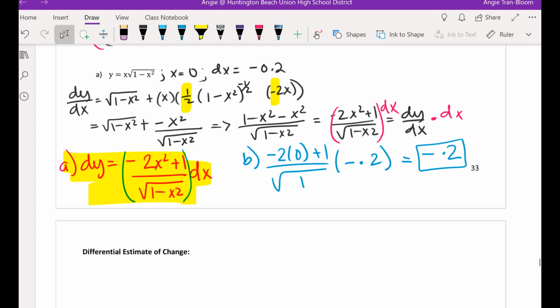Beautiful. Well, guess what, guys? That's the end of example number 5. It's an egg roll.